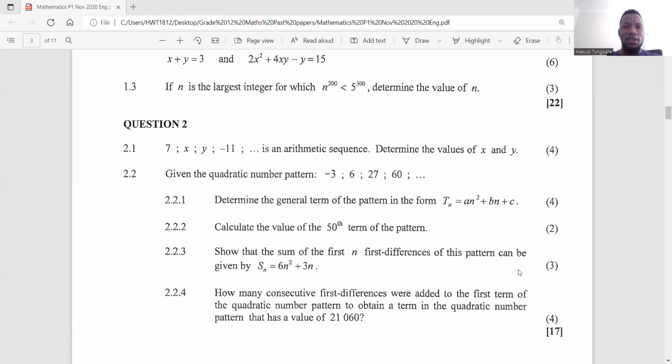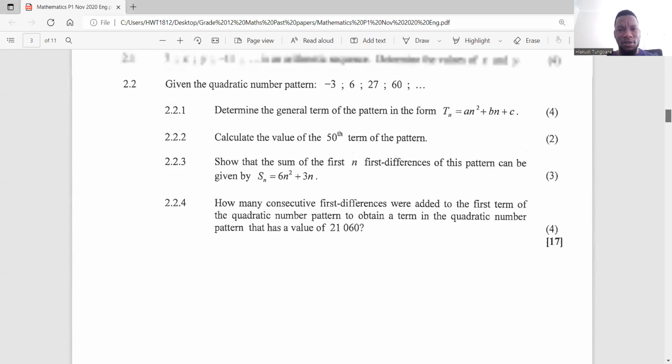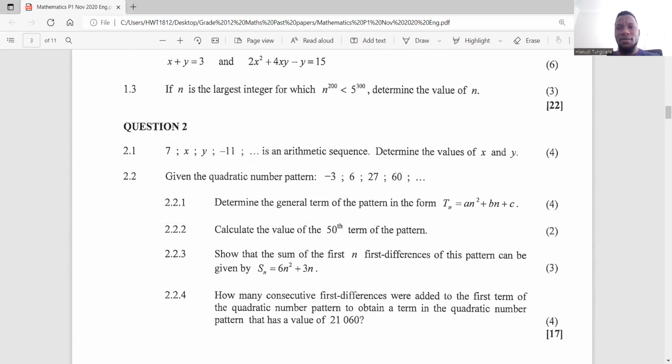So I'm just going to share with you the paper that we're going to be looking at. This is the paper for November 2020. In this question paper, there were only 2 questions on number patterns. Most of the marks were on question 2, which is a combination of an arithmetic and quadratic sequence. Let's get to it, guys.